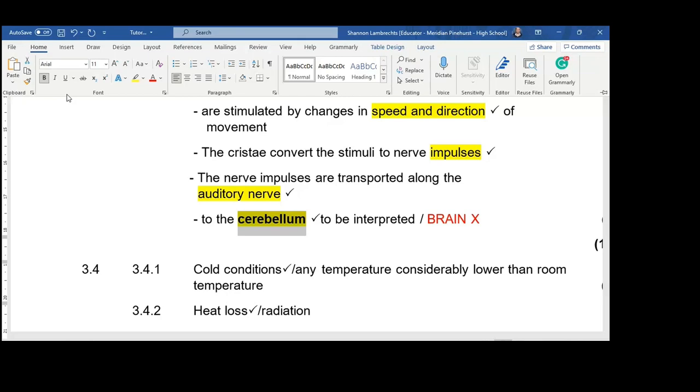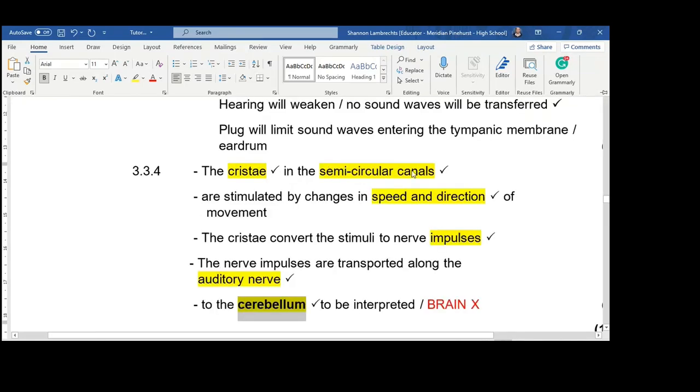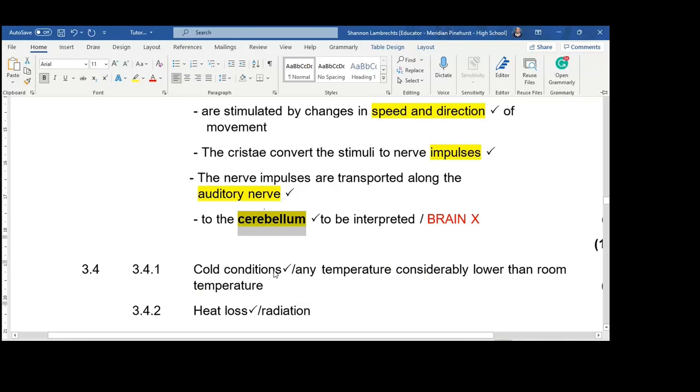So let's just recap again. The crista will be stimulated in the semicircular canals. There are your first two marks. They respond to speed and direction. There's your next mark. The crista converts the stimuli into an impulse. You must say that. That's your fourth mark. And then those impulses travel along the auditory nerve and they go to the cerebellum, not the brain. I see cerebrum in the chat. That's correct. Sound goes to the cerebrum and balance goes to the cerebellum.